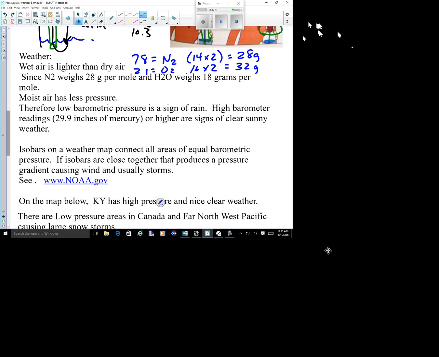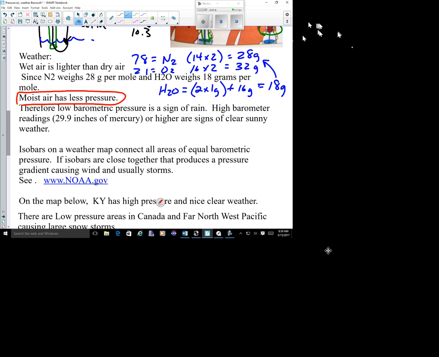Well, let's look at water. If you were to replace this with water, water is H2O. Two H's are 1 gram apiece, plus the oxygen, which is 16 grams, that only gives you 18 grams total. You see how this is lighter than the dry air? So as you start replacing N2 and O2 with water molecules, the air becomes a lot lighter. So therefore, moist air has less pressure. And that way we can start predicting the rain, or predicting the weather, based on the barometric pressure.